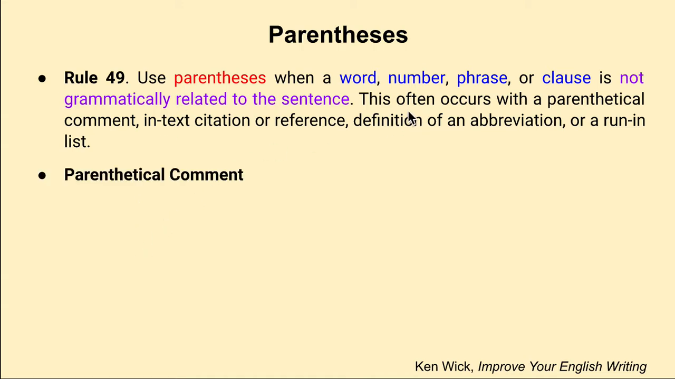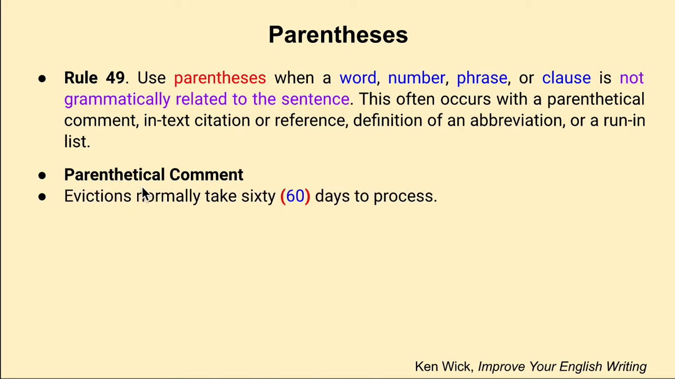So here's an example. Remember, I'm going to run these in order of when they occur: parenthetical comment, in-text citation, definition of an abbreviation, a run-in list. Just going to cover these situations. So here's the situation of a parenthetical comment. You would say, evictions normally take sixty, and then you're just inserting the number. Sixty is a parenthetical, so you surround it with parentheses. So the eviction normally takes sixty (60) days to process.